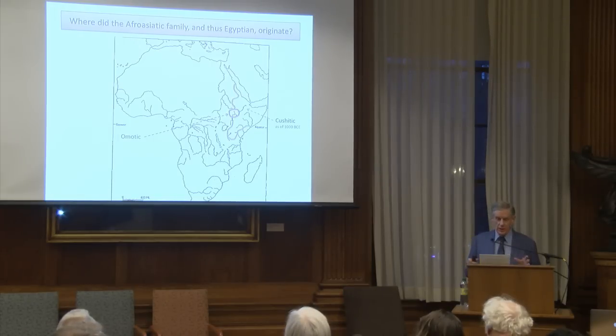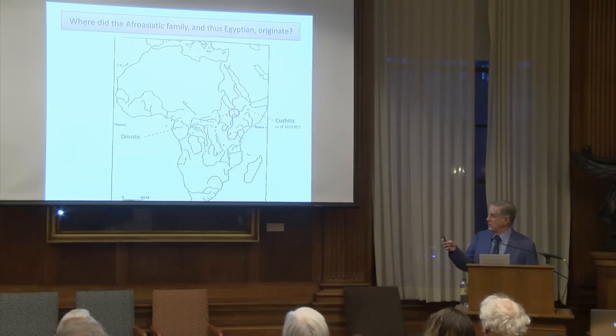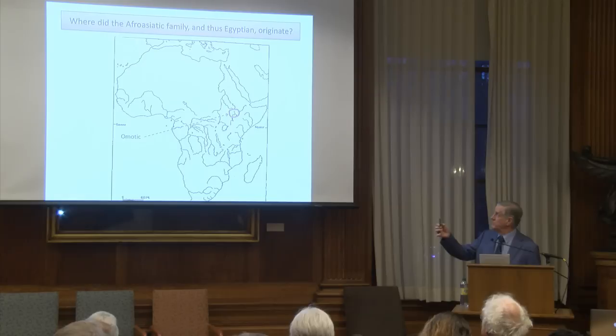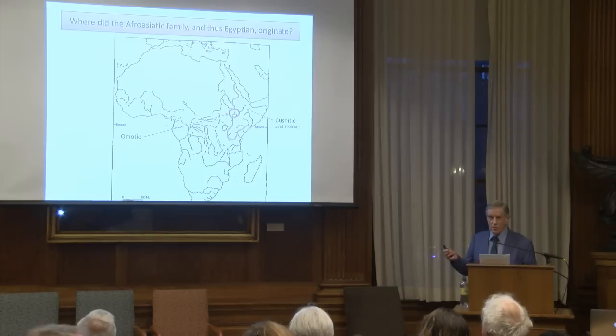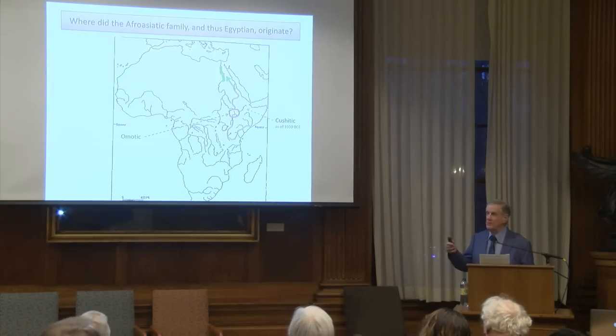Now, still later, we need postulate just two further advances. The spread, if we take ourselves back to the tree, of Proto-North Erythraic. It requires only a single expansion northward out of the northern part of the Horn of Africa to spread the North Erythraic branch northward.